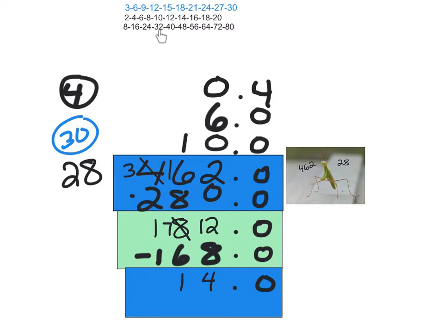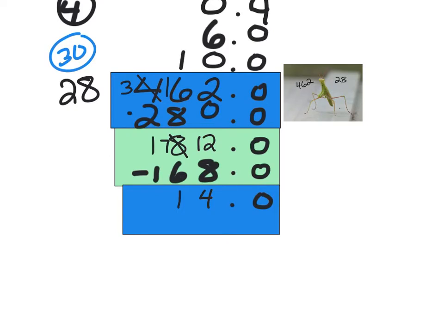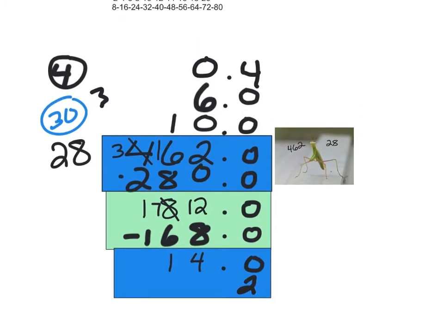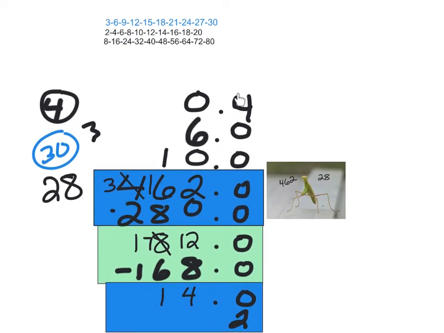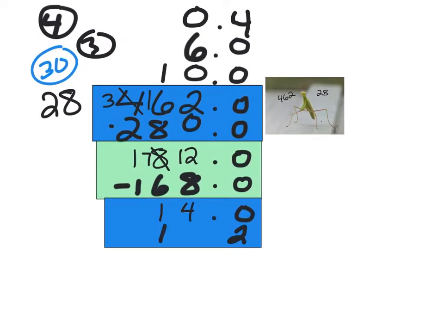I'm going to drop my 2 and carry my 3 right up here. And then I've got 4 times 2, which is going to give me the 8, right? But I've got 3 here, so that's going to give me 11. So now I'm going to drop the whole 11 here, right? And then I'm going to subtract.